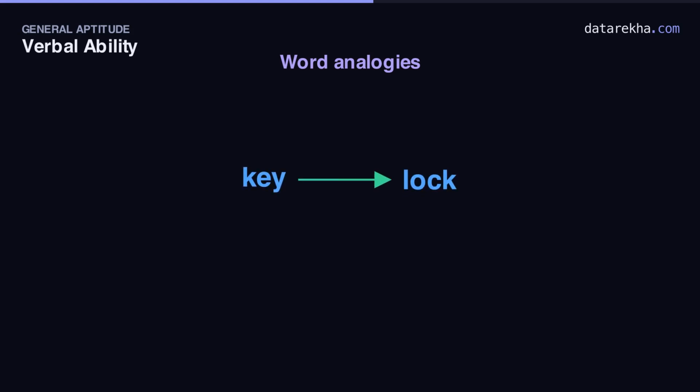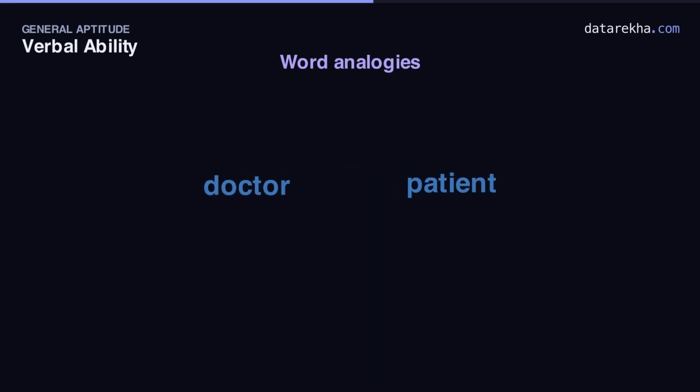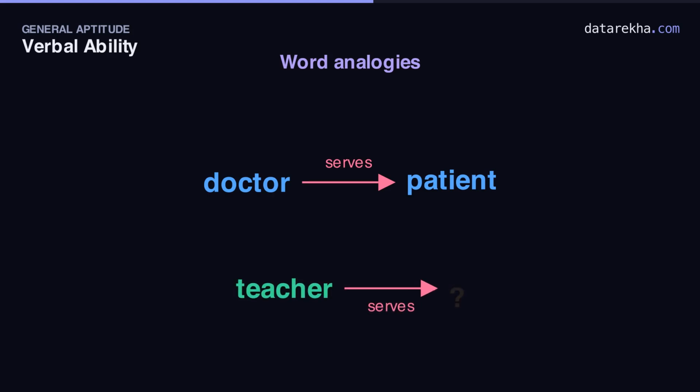Fourth, key to lock. A key opens a lock. A relation of function, of what one thing does to the other. So what plays the key's role for an account? A password opens an account. The answer is account. Same job, new pair. One more to be sure. Doctor to patient. A doctor serves and treats a patient. Professional to the person they serve. Line it up with teacher. A teacher serves a student. Answer: student. 5 relations seen: part, cause, degree, function, and role. Name it, then match it.